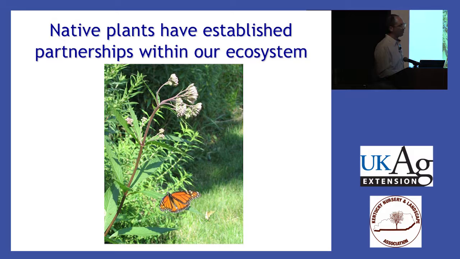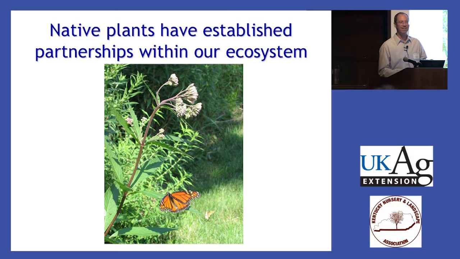Another thing with native plants is the relationships these plants have with our pollinators. So this is a monarch on a milkweed. How many people know the relationship between a monarch and milkweed? Hands, okay, yeah. So the monarchs lay their eggs on the milkweed. The milkweed produces a toxin that the caterpillars can eat. That's one of the defenses the caterpillars have against birds, because they've actually got a toxin in them. That's a relationship they've established over many years.